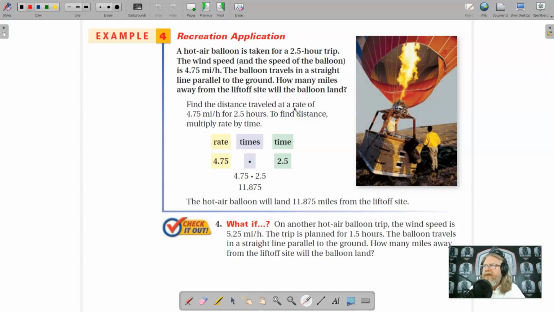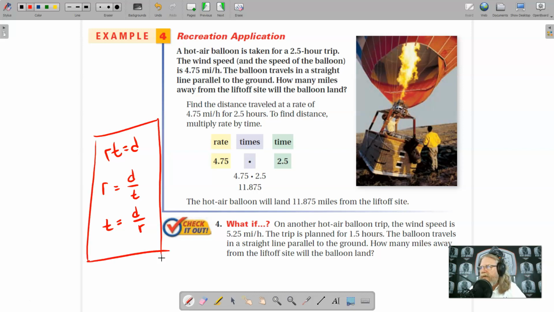Well, first find the distance. We have to find the distance traveled at a rate of 4.75 miles per hour for 2.5 hours. To find the distance, multiply rate by time. So rate times time gives us distance, and you'll see that later on in the future. Rate times time equals distance. This means that in order to find the rate of something, we could always divide distance by time. And if we want to find the time of something, we could always divide distance by the rate. This is a very, very important formula to remember.